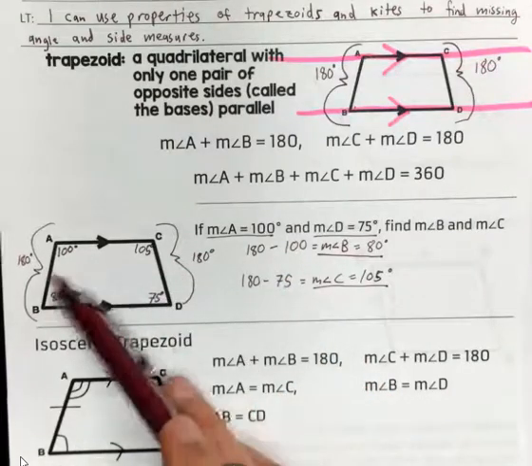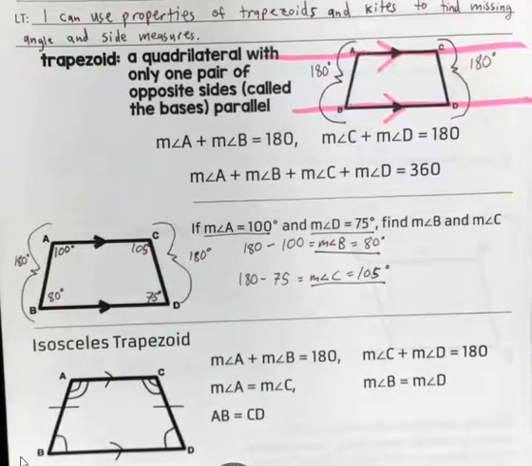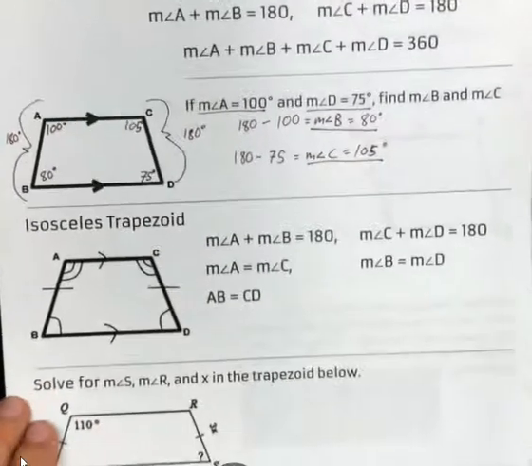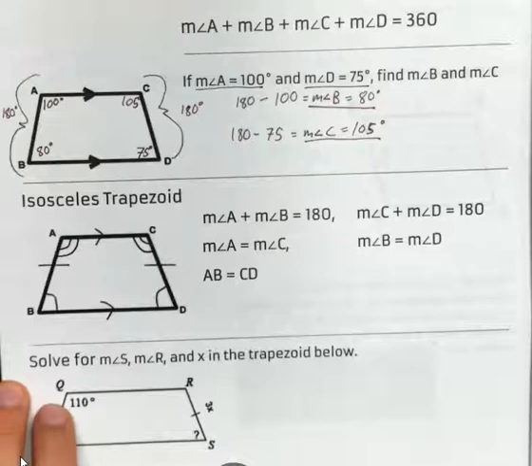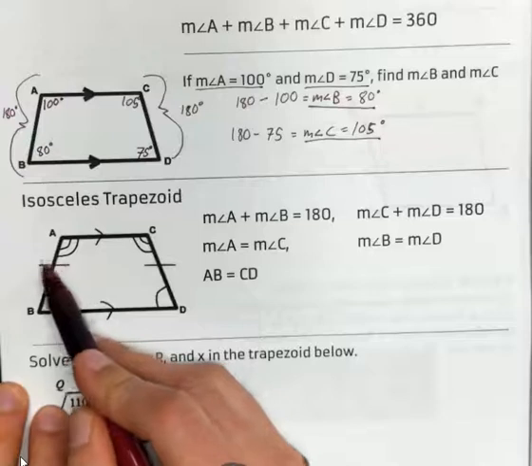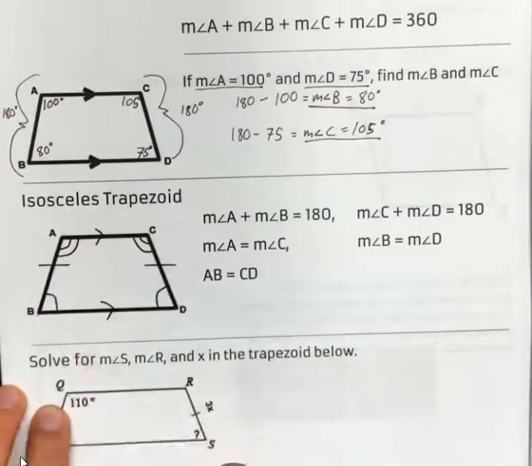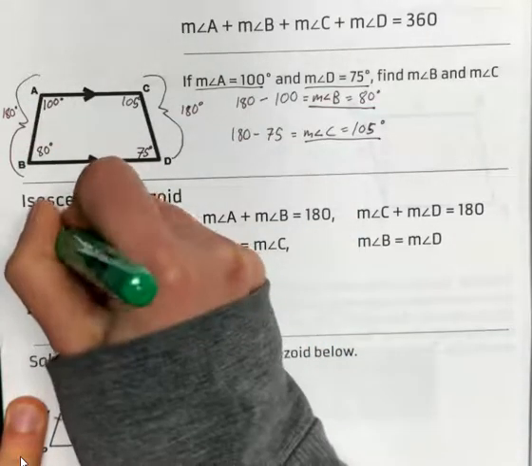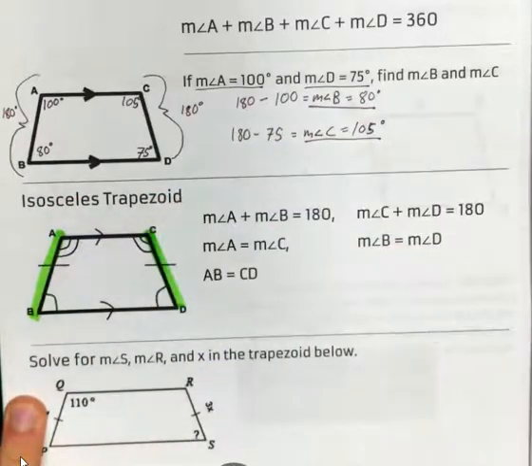I always like to go back and make sure to label my angles with the right degrees so that I don't confuse myself later. Moving on. We also have a special type of trapezoid called an isosceles trapezoid. In an isosceles trapezoid, this side right here, which is length AB, is equal to length CD. So this length is equal to that length. Okay?